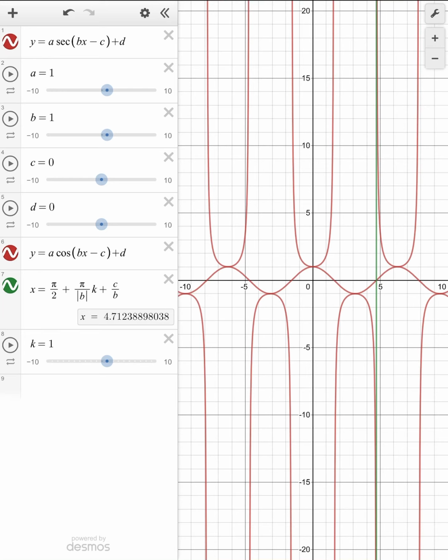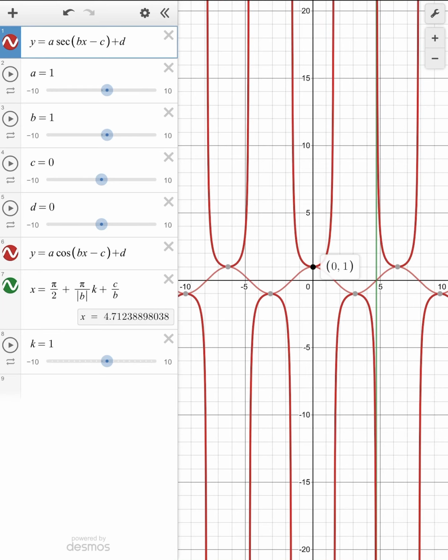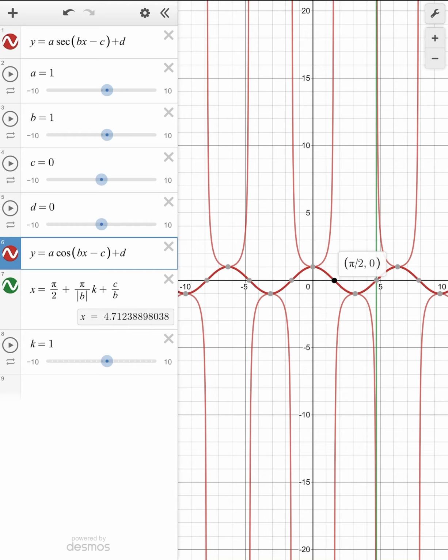So take a look here, where cosine and secant are kind of glued together. Everywhere I have a peak or a valley of my cosine graph, that's glued to the bottom of my U shape there. And everywhere where cosine is equal to 0, I have an asymptote. And all I really need to be able to graph secant is I need to know where the bottom of the U is, and I need to know where my asymptotes are.